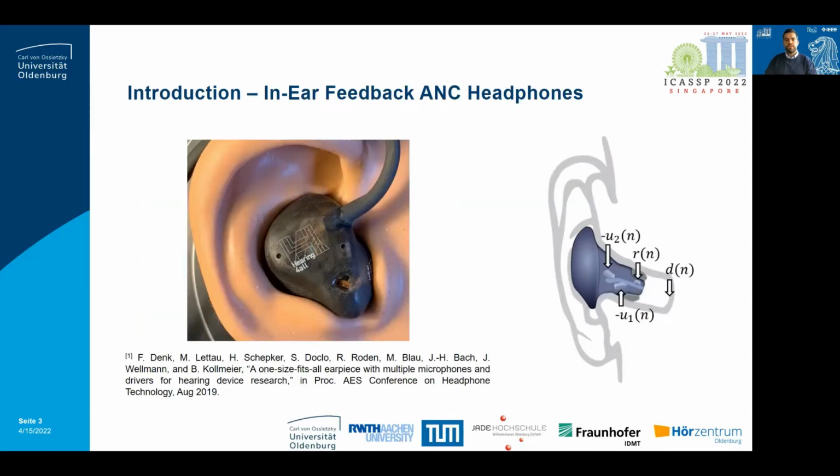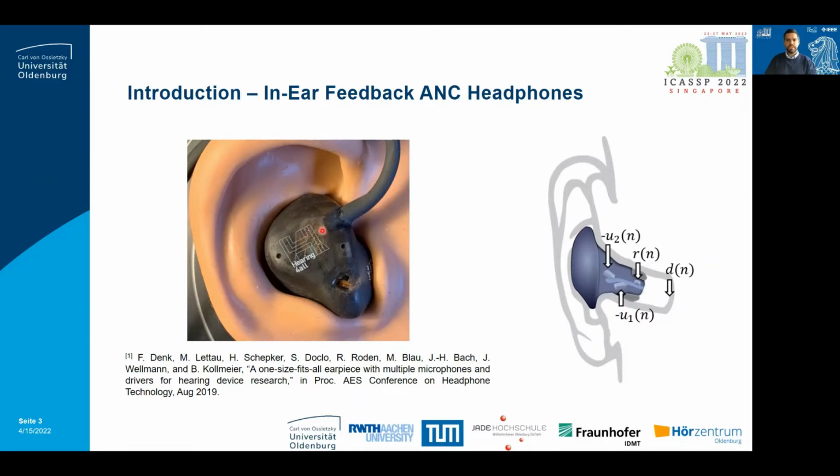ANC headphones aim at minimizing the environmental noise at listeners' ears. These devices combine the passive attenuation achieved by the construction materials of the headphone and the active attenuation achieved by means of ANC. While passive attenuation is mainly effective in the mid and high frequencies, ANC is mainly effective in the low frequencies.